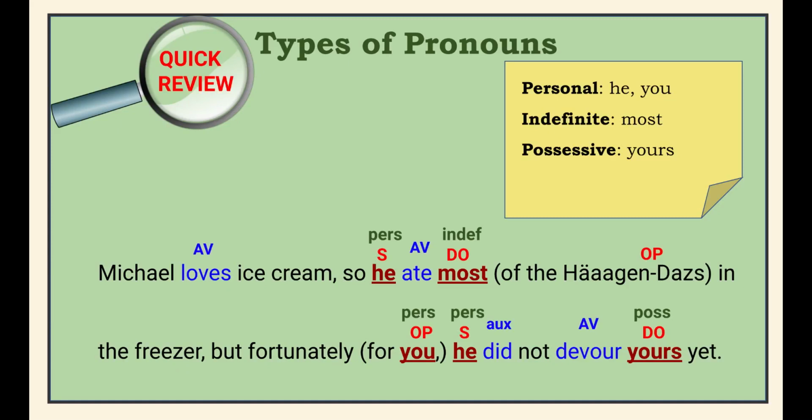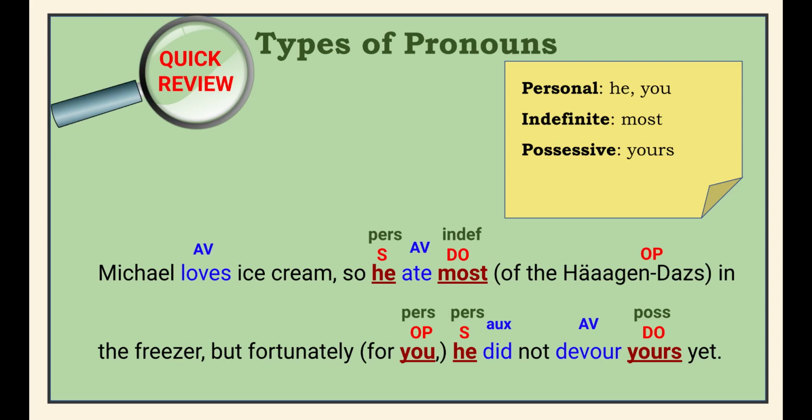How did you do? Finding the verbs first in a sentence will help you identify the clauses, nouns, and pronouns. So hopefully you identified the 3 action verbs, loves, ate, and devour, and the auxiliary or helping verb, did. The 5 pronouns in the sentence are he, most, you, he, and yours.